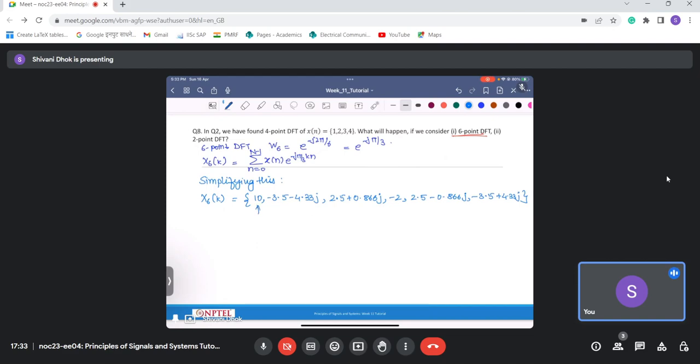Do you want me to solve it? Madam, since the original sequence has only 4 points, are you using a modulo? When you need to find a 6-point DFT, you need to make your signal of length 6. So that I will do by appending 2 zeros. Okay, yes. Do you want me to solve this in detail? No, madam, go ahead. We understand.